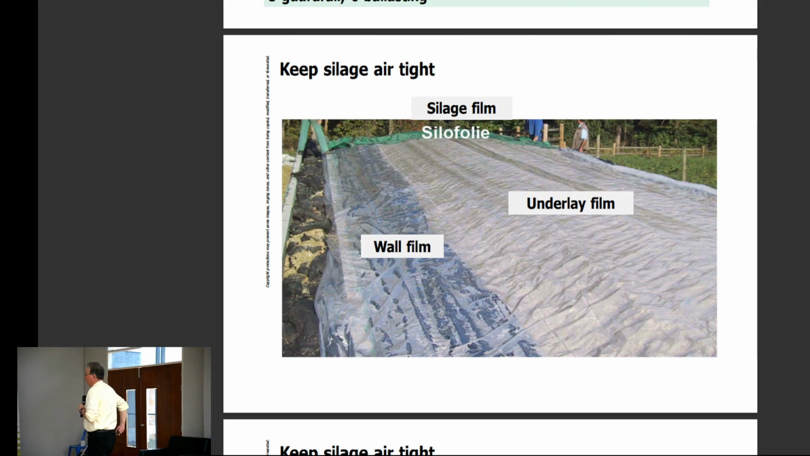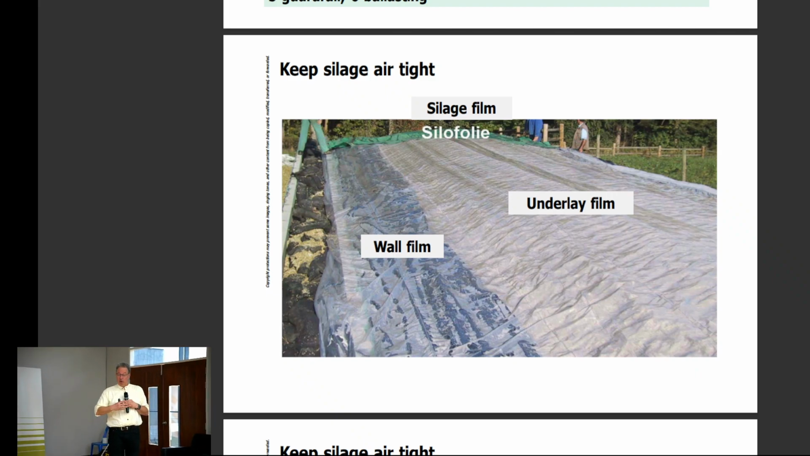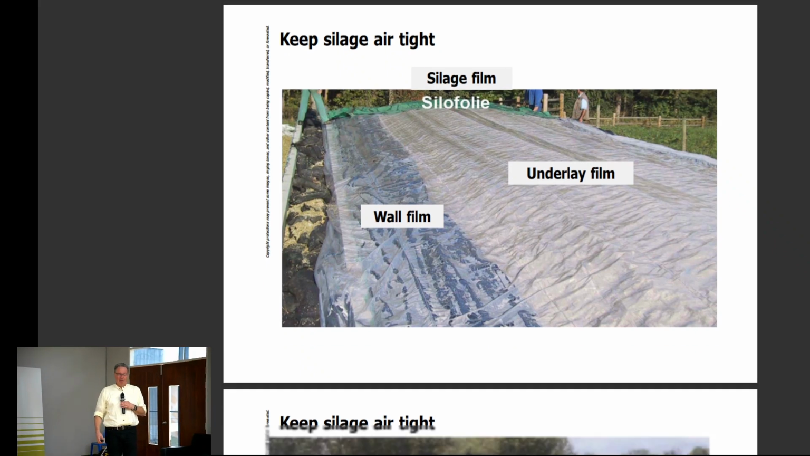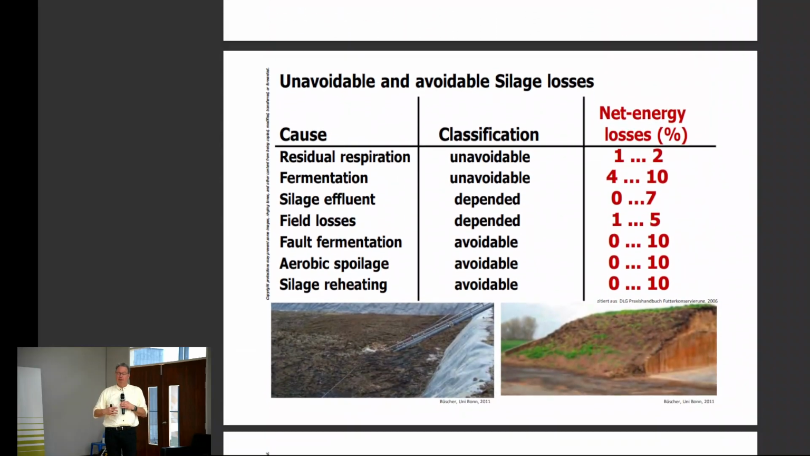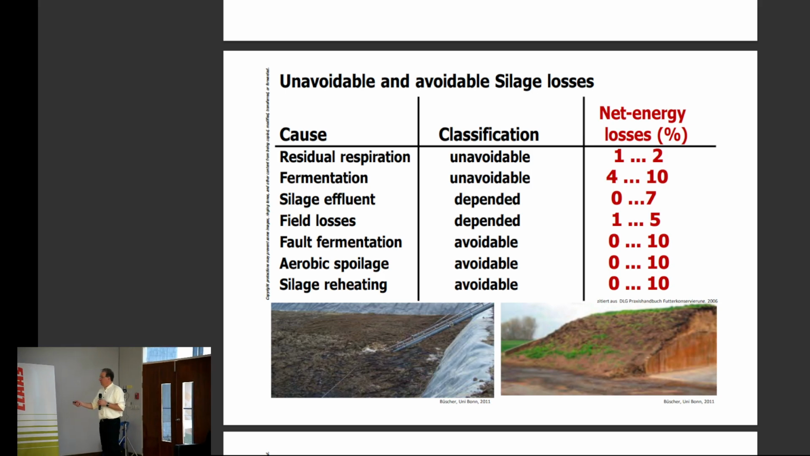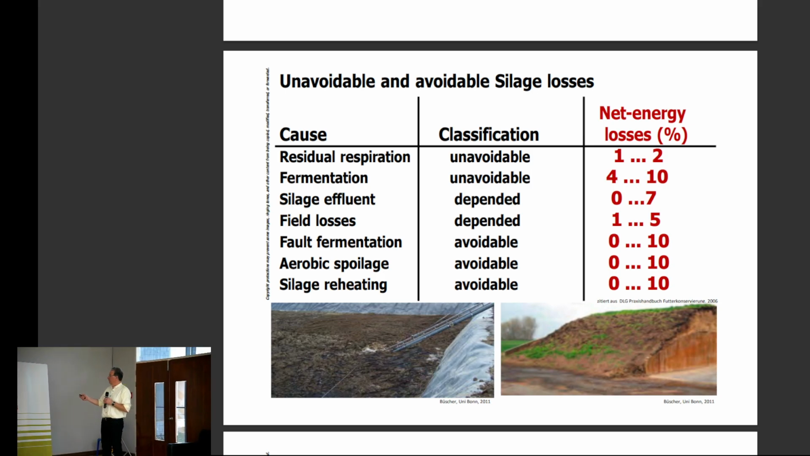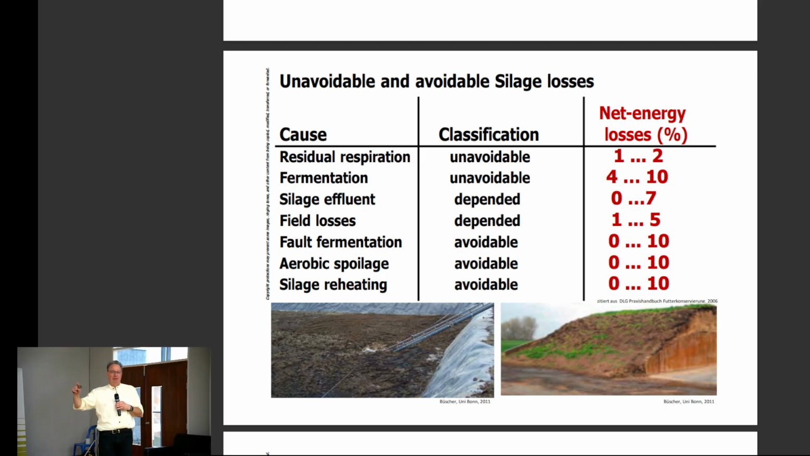So we talked the whole day about losses. There are unavoidable losses, which you can't avoid, and avoidable losses. And you see, yes, respiration, unavoidable, normally maximum 2%. Fermentation, unavoidable, 10%. So if everything works all right, you already lose between 5 to 10%.